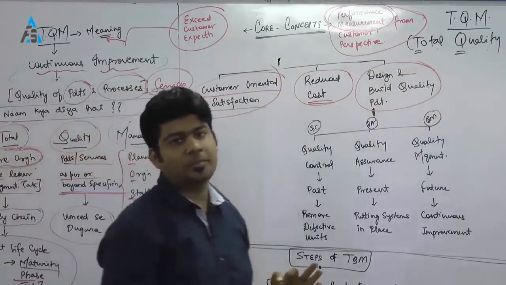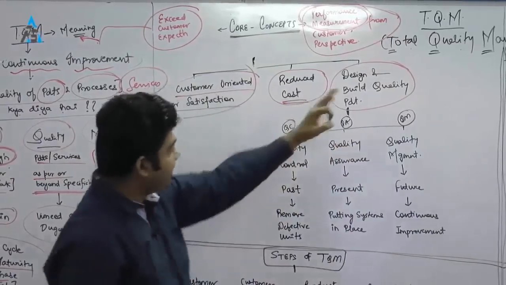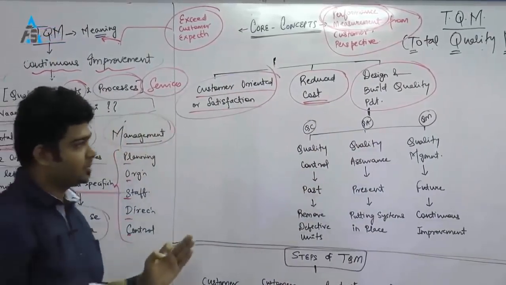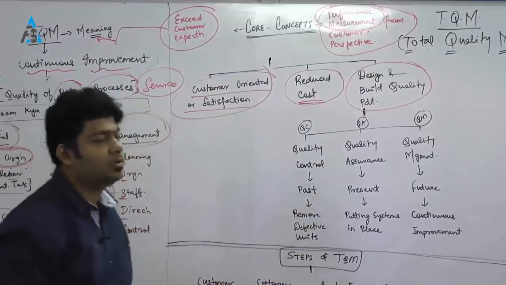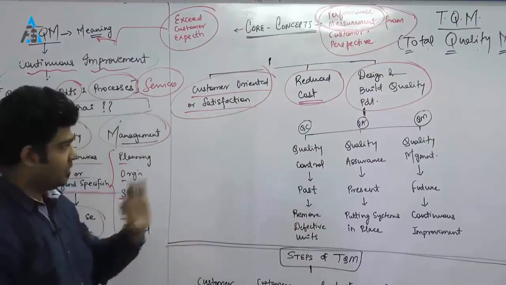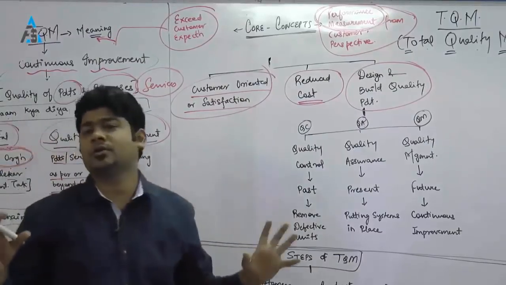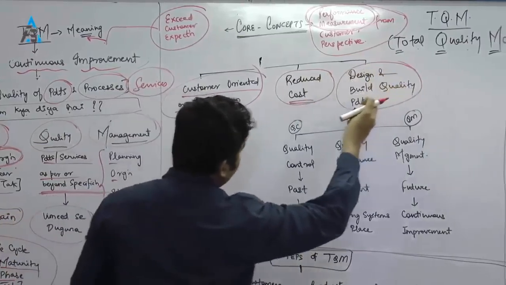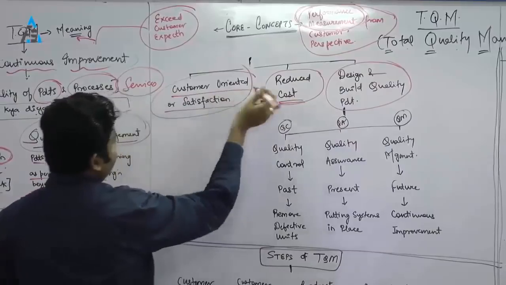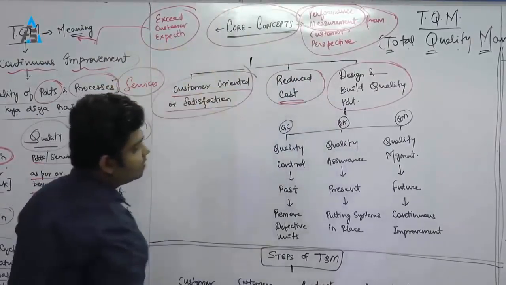And in the competitive environment in which we are living, if your product is not as per customer specifications or beyond that, your company probably will be closed down in no time, because that's how things are changing rapidly, and we've seen a lot of examples, right? So design and build a quality product, customer satisfaction, reduced cost are the core concepts of TQM.